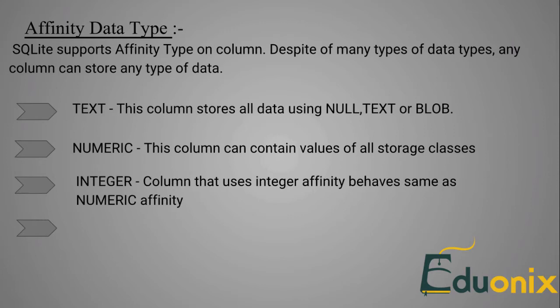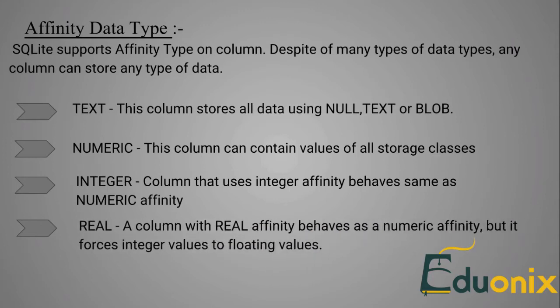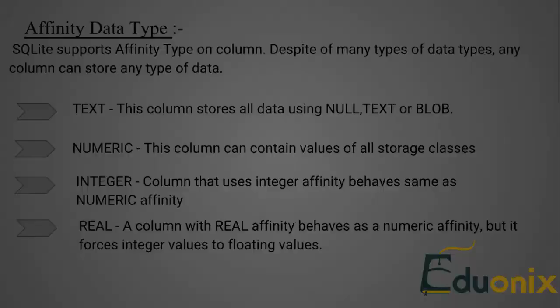If for example you create a table with the column type integer, the column that uses integer affinity behaves the same as numeric. So all the values that can be stored under numeric can be stored under integer. And then we have real types. A column with a real affinity behaves as a numeric affinity, but it forces integer values to floating values. The only difference is that real will force the integer type to go into the floating type.